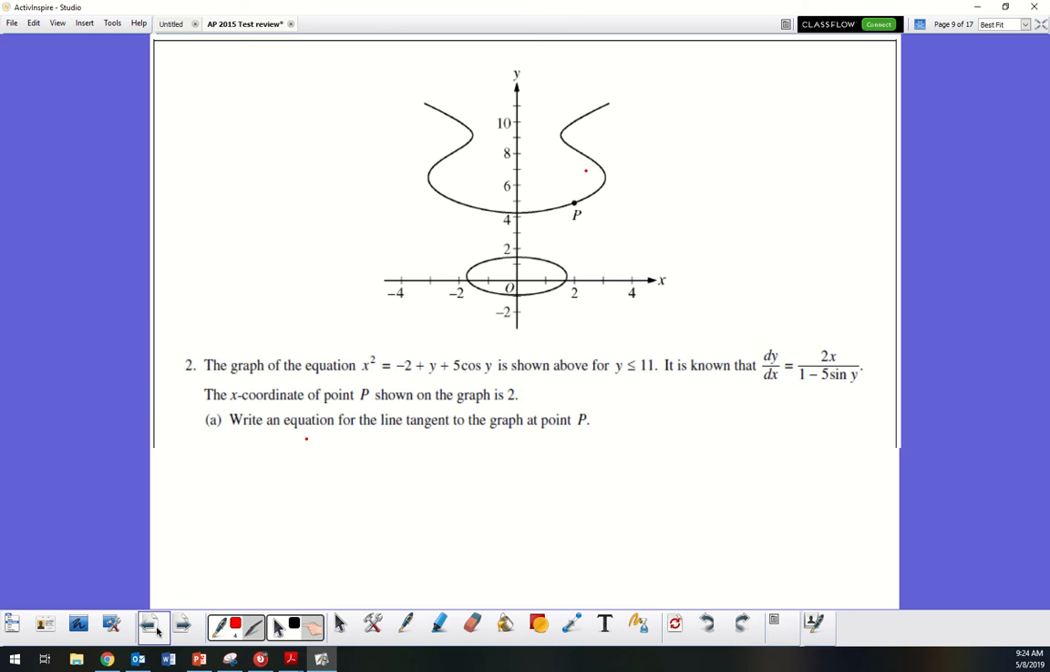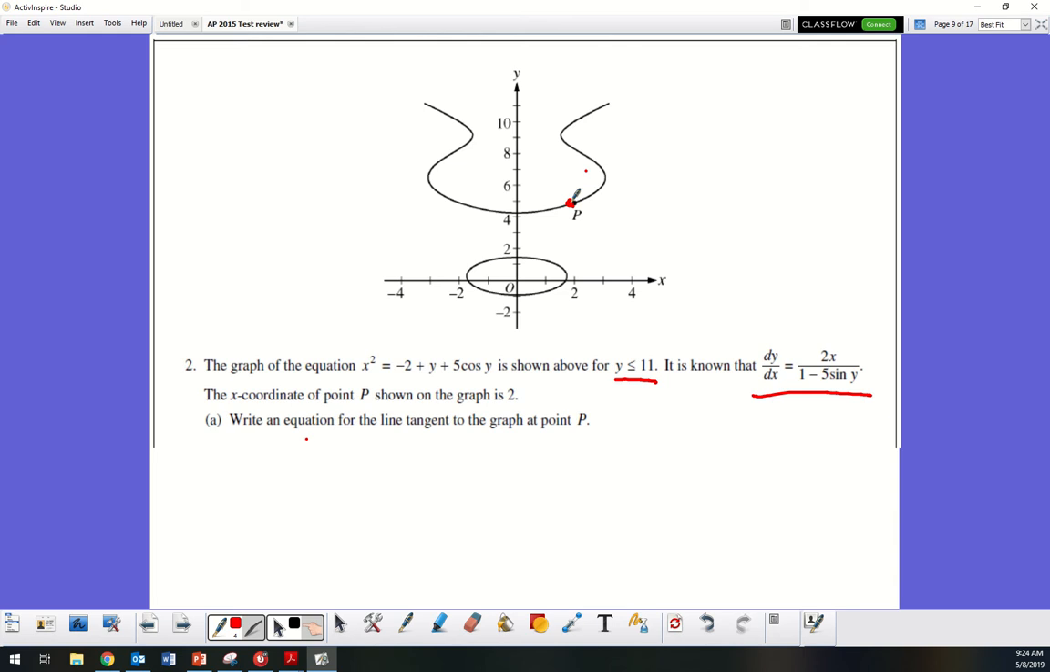All right, so here's the graph shown for y is less than or equal to 11. It is known that dy/dx is shown here. The x coordinate of point P is 2, and that's important. Write an equation for the line tangent to the graph at point P. So let's figure out what the y value is now.